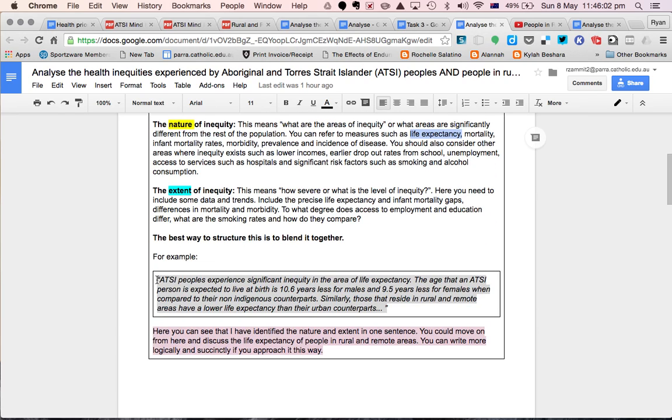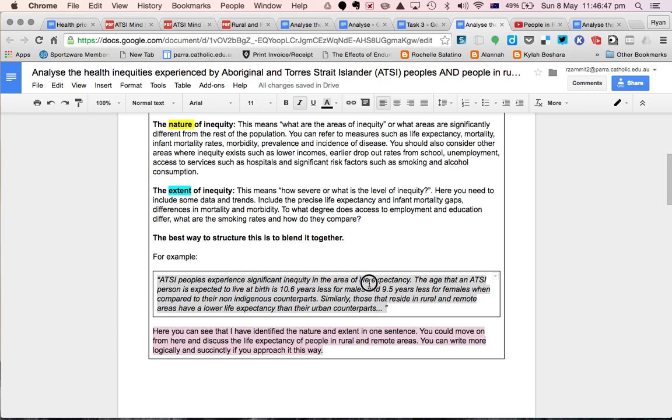So in saying that, the best way to write this is to blend it together. So this paragraph here will tell you a little bit about life expectancy and how it's an issue for ATSI people. That's the nature of inequity. And then it moves on to tell us a bit about what the actual difference is between life expectancy of Indigenous males and females. So there's a 10.6 year gap between Indigenous males and non-Indigenous males, and a 9.5 year gap between Indigenous females and non-Indigenous females.